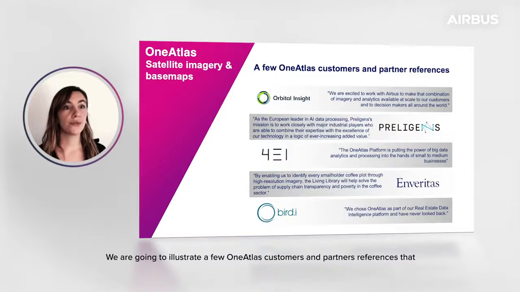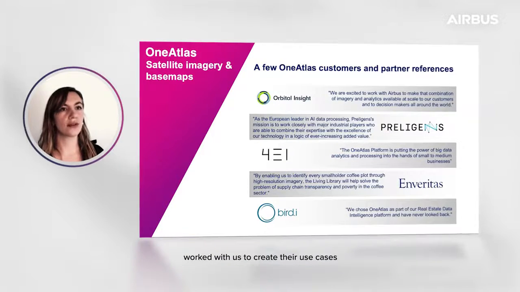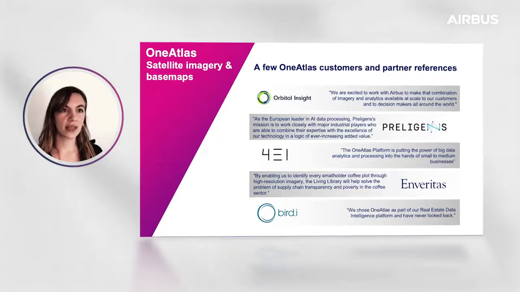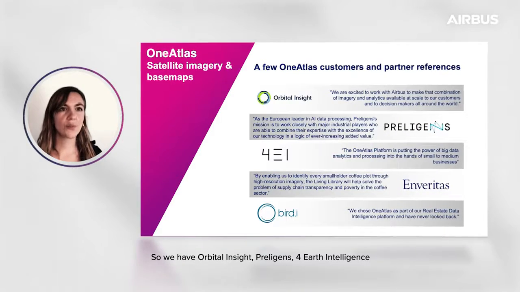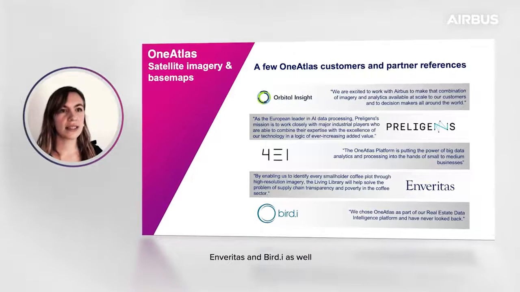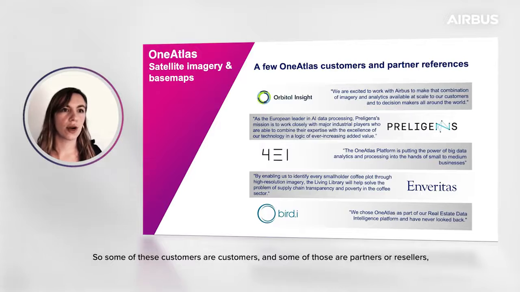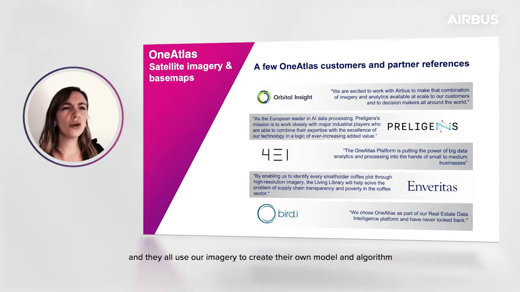We are going to illustrate a few OneAtlas customers and partners references that work with us to create their use cases. So we have Orbital Insight, Preligence, Forest Intelligence, Enveritas, and Birdeye as well. Some of these are customers and some others are partners or resellers. And they all use our imagery to create their own model and algorithm.